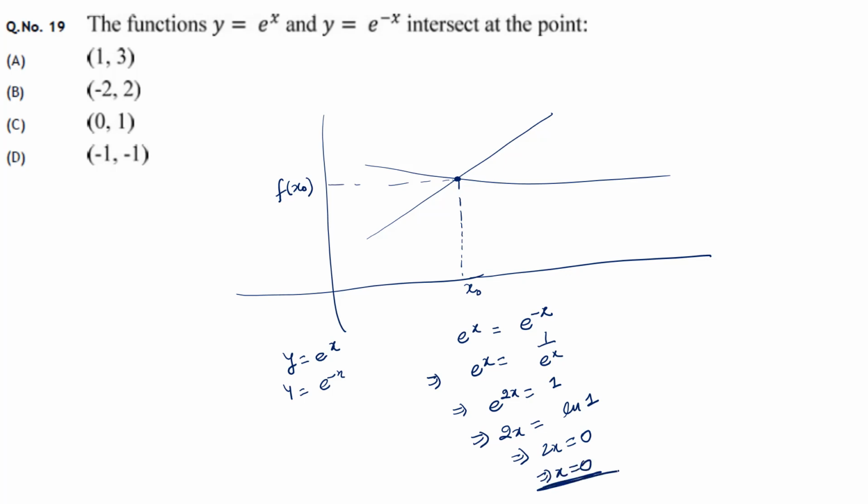So when we have x equal to 0, what will be the value of y? Here y is e to the power x, so e to the power 0 is 1. Or we have e to the power minus x, so e to the power minus 0 is again 1. So the correct answer will be (0, 1), right? So option C.